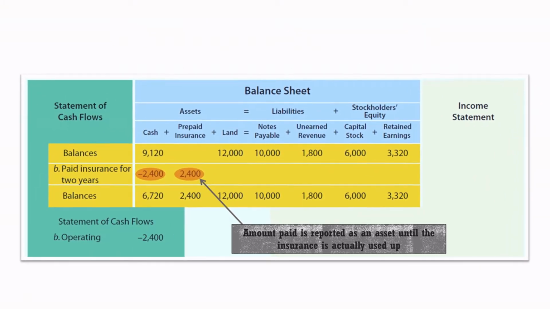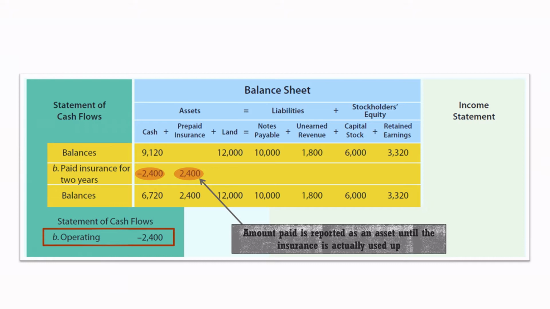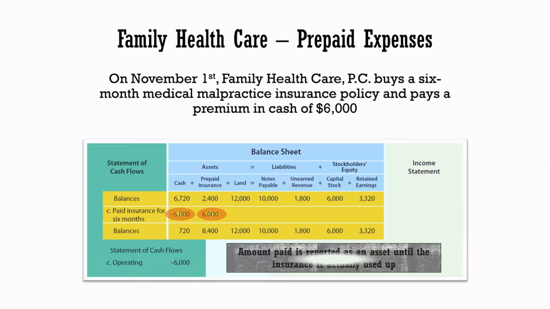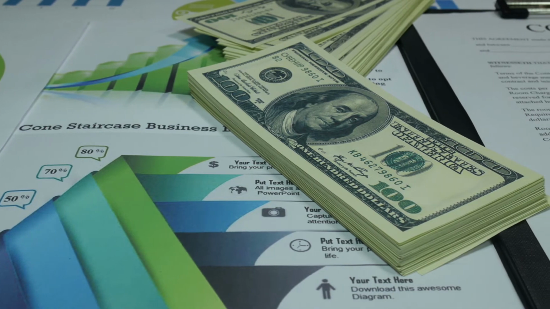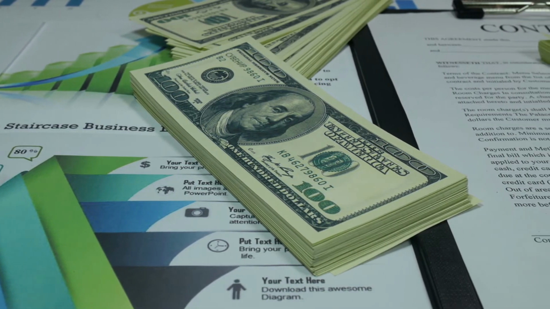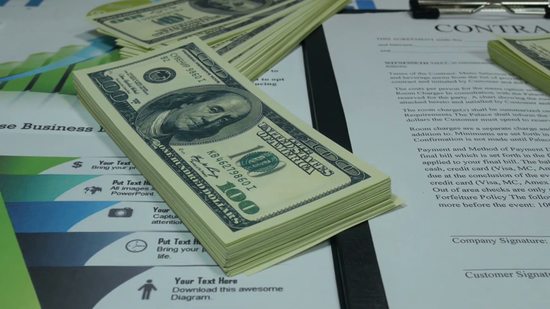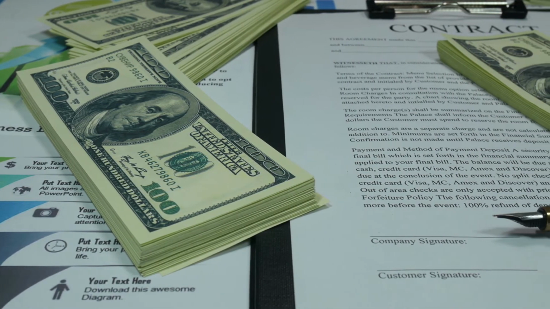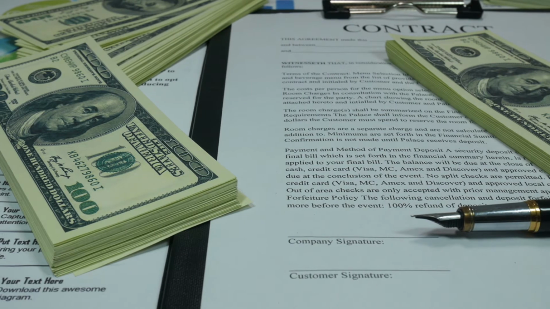Prepaid insurance expires with the passage of time. That expense is matched or recorded as time passes. On November 1st, they also paid a $6,000 premium for a 6 months malpractice policy. As the premium was paid in advance, once again, cash decreases and prepaid insurance increases by $6,000. The payment of cash also decreases cash flows from operating activities under the statement of cash flows column.